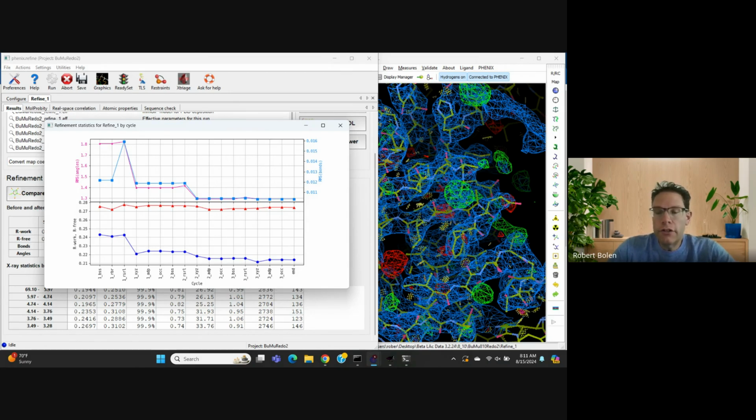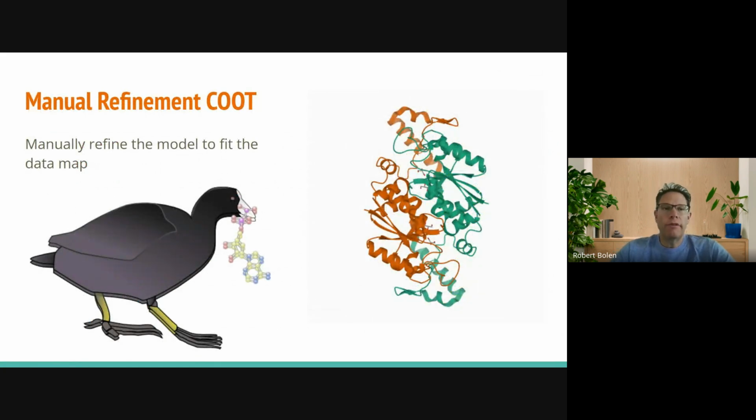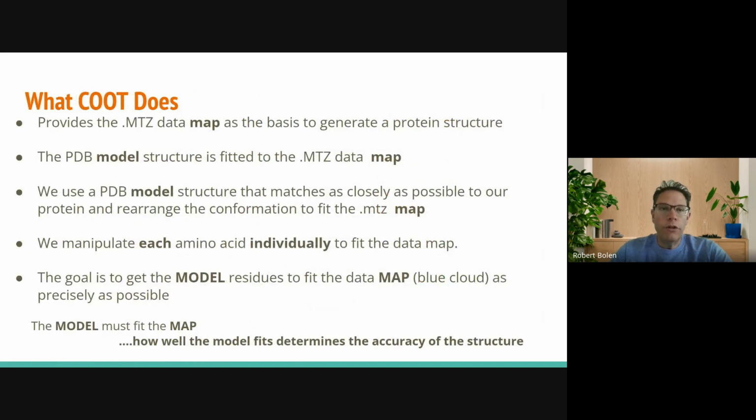So Phoenix is initially what we use to set up the model. And then we use Coot to manually refine the model to fit the data map. And Coot is where it gets to be a little more tricky, because that's where we individually manipulate each amino acid in the polypeptide chain. Okay. So what Coot does is it provides the map as the basis to generate the structure. And we fit that model onto the map. And that model is, again, a model that we got from the PDB, and it matches as closely as possible to the protein. So each amino acid is individually manipulated to fit the data map.